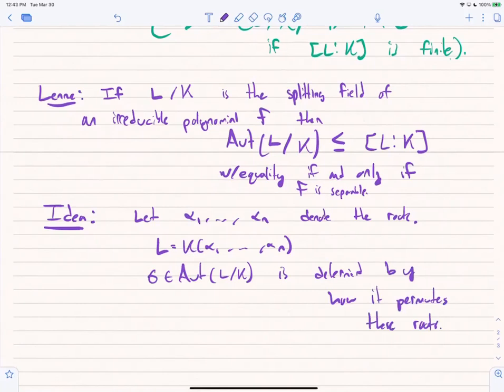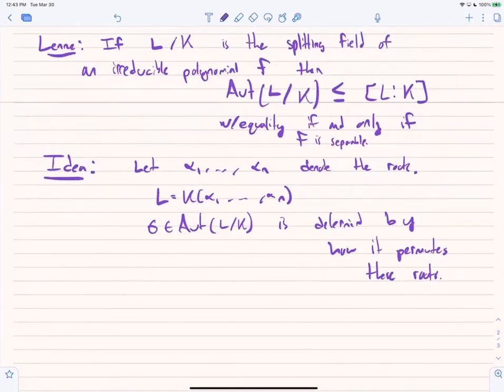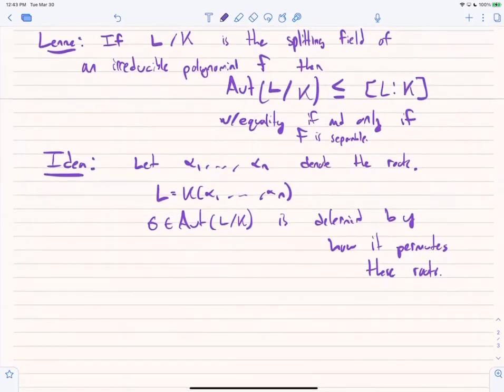It has to send these roots to, and these are all the roots of f. F is the minimal polynomial of any of these alpha i, so sigma of alpha 1 has to be some other alpha i. And it permutes these roots. Another way to say this, by the way, is that once you've numbered the roots, you get an injection to the symmetric group.